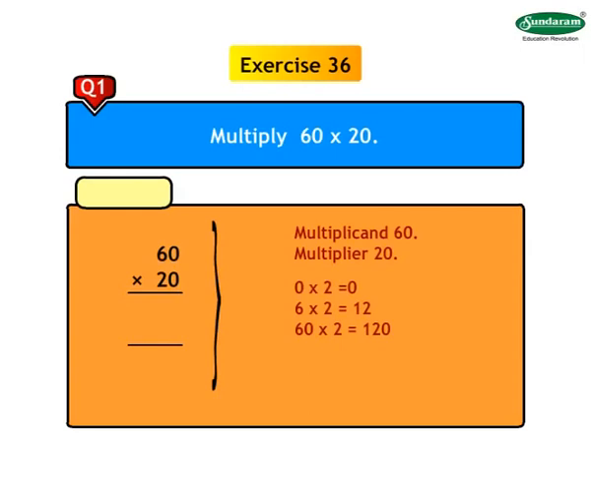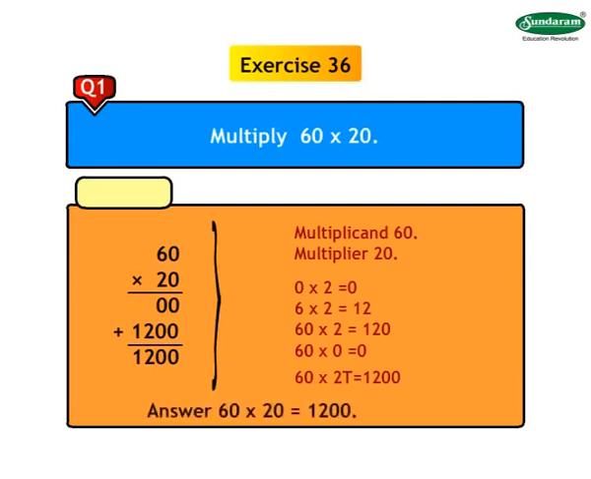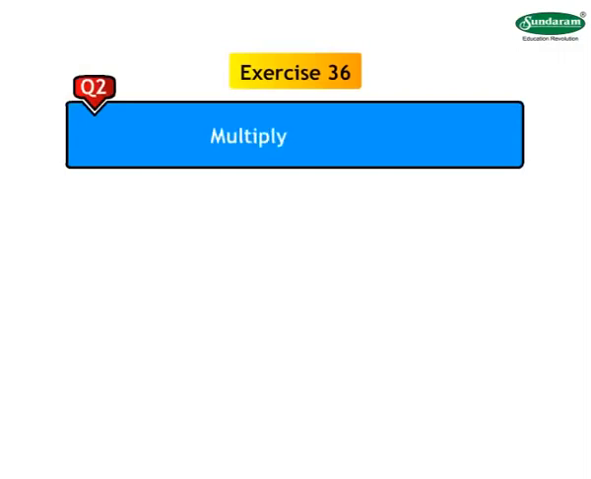Now, write 60 into 20. In the first row below the line, write the product of 60 into 0, which is equal to 0. Then write the product of 60 into 2 tens, which is equal to 1200. Add these products to get the final answer, which is 1200. Hence the answer is 60 into 20 is equal to 1200.